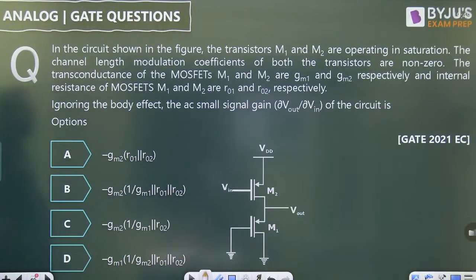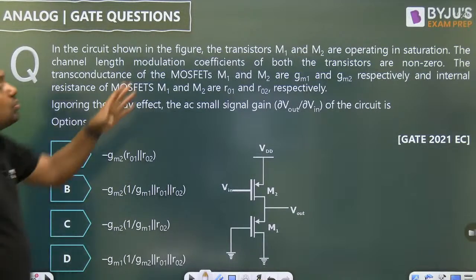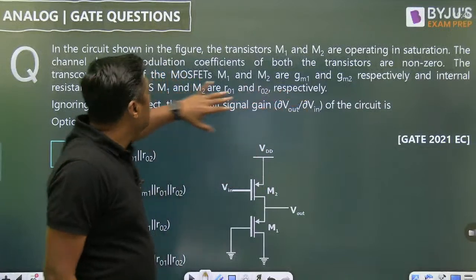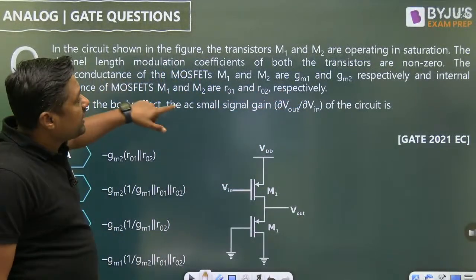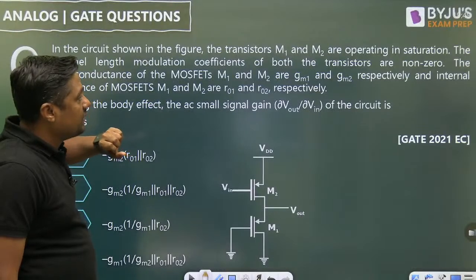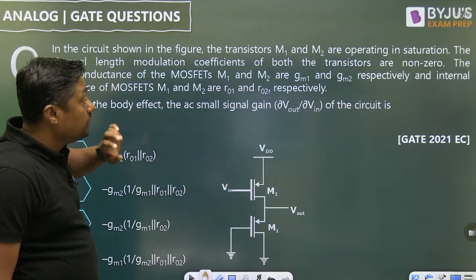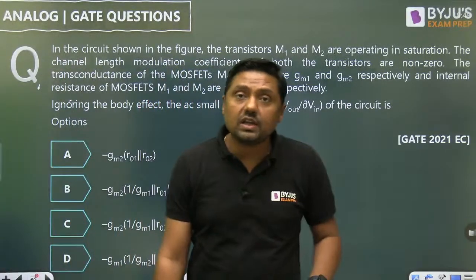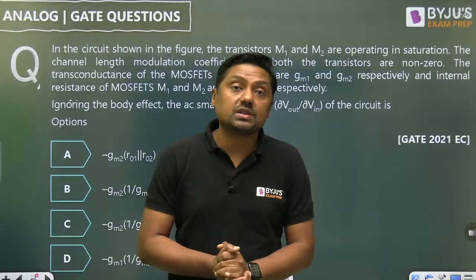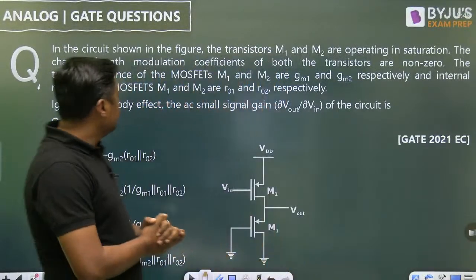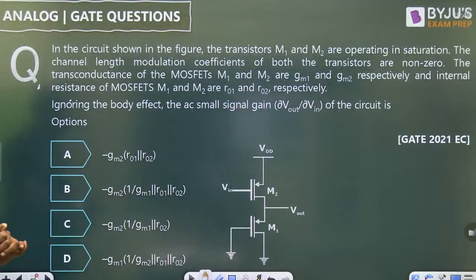Now, in the circuit shown in the figure, the transistors M1 and M2 are operating in saturation. The channel length modulation coefficient of both the transistors is non-zero. The transconductances of the MOSFETs M1 and M2 are gm1 and gm2 respectively, and the internal resistances of M1 and M2 are r01 and r02. Means we have to consider channel length modulation, and that's why we are getting the output resistances r01 and r02. Then, ignoring the body effect, the AC small signal gain of the circuit is.